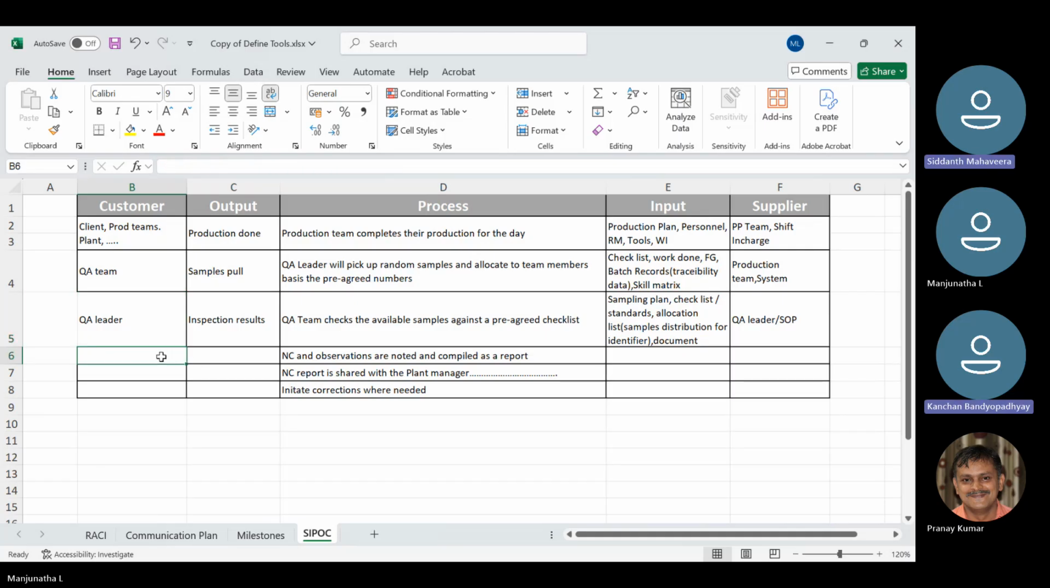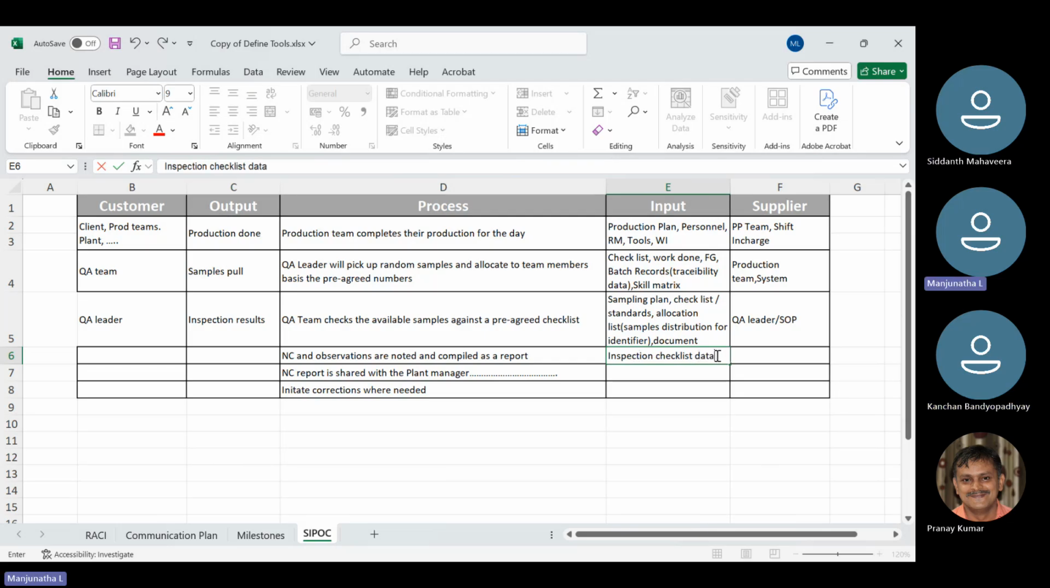Okay. Next is the customer of QA. The NC observations are recorded and compiled as a report. Can I write input as a summary, Word document or PPT? Then the input would be the observations, inspection findings and checklist data. Those would be the inputs: the inspection checklist data and findings.